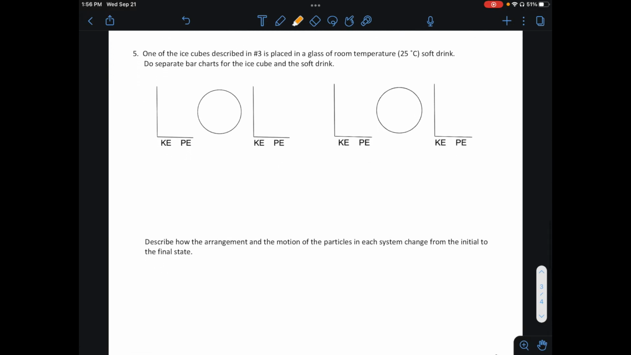Now we're getting even trickier. One of the ice cubes described in number 3 is placed in a glass of room temperature soft drink. Do separate bar graphs for the ice cube and the soft drink. All right, so this one is going to be my ice cube, and this one is going to be my drink.